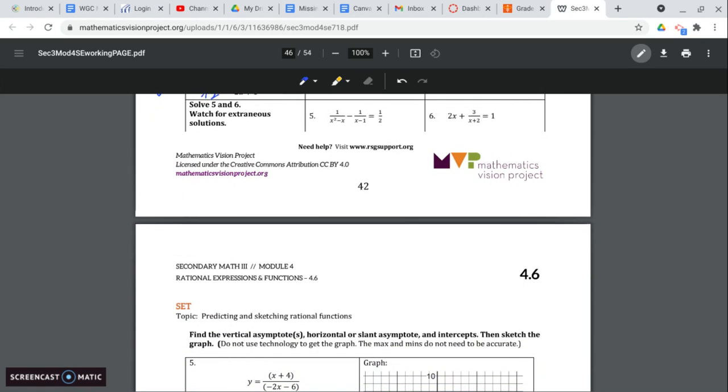Now for 5 and 6, we want to solve these and watch for any extraneous solutions. So looking at our denominators, we need to have them have the same denominator. So for this one, we have x squared minus x, and we have x minus 1. So the nice thing here is all we need to do is multiply the second fraction by x. So we end up with 1 over x squared minus x over x squared minus x.